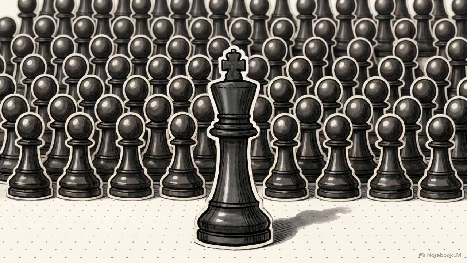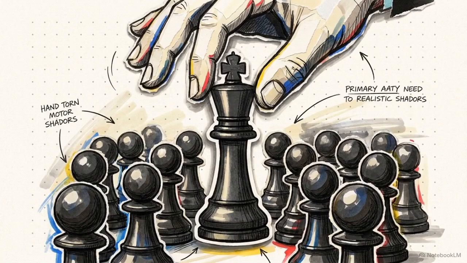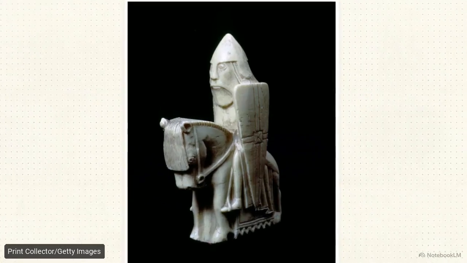Because losing him ends the game, the king cannot afford to be on the front lines. He spends most of the match hiding behind walls of other pieces while his soldiers fight the war for him. Every strategic choice you make is a calculation of how to keep this slow-moving leader safe while still projecting power across the board.